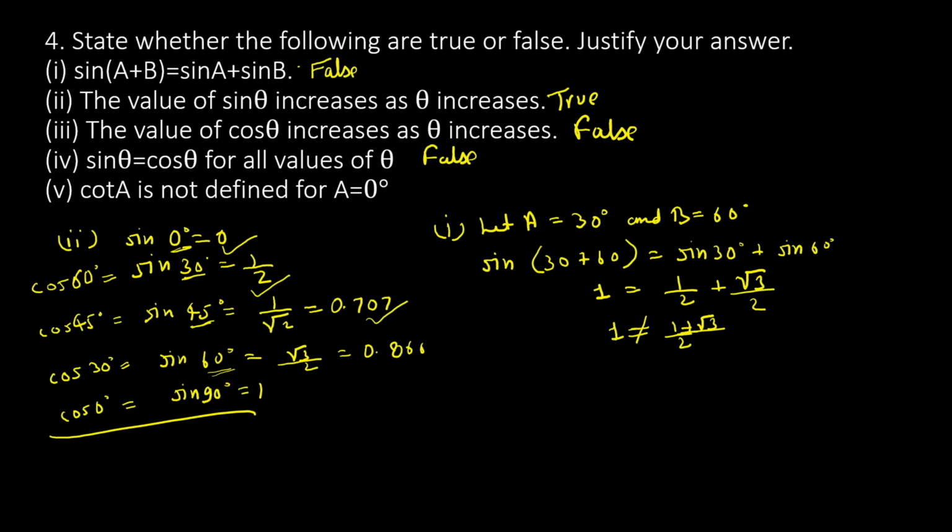And cot A is not defined for A equal to 0. Now you just have to remember the trigonometric table, whether cot A is defined for A equal to 0 or not. So for cot A, it is 1 upon 0. It is just the reverse of tan, so it will become 1 by 0. So it will be undefined. So it will be true.